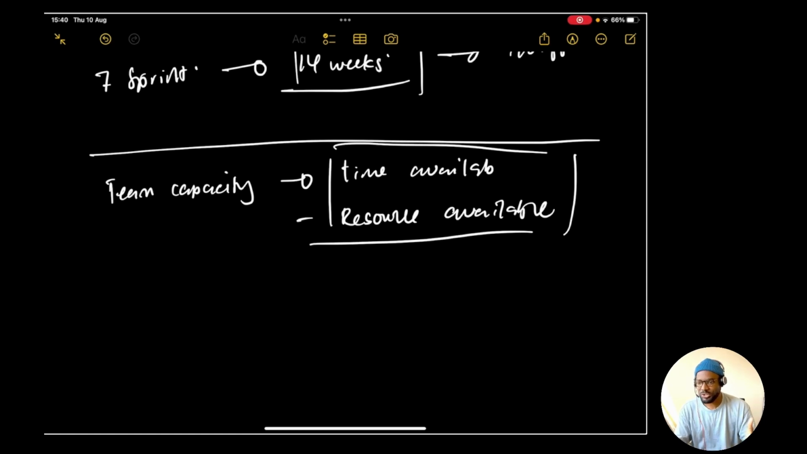And then the resources. How many resources do you have? Who is sick? Who is off on holiday in this case? This will affect the team's velocity as well.